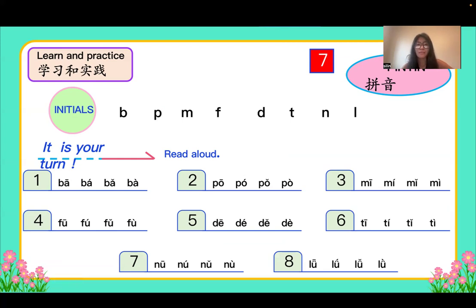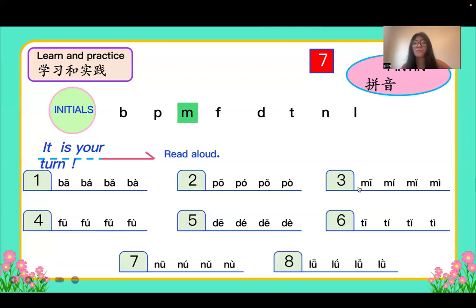Letter M. Letter M in Chinese we say more. We say more. 摸. Do you remember we learned the letter I? Letter I in Chinese we say E. So how to say this one? More. E and the first tone.